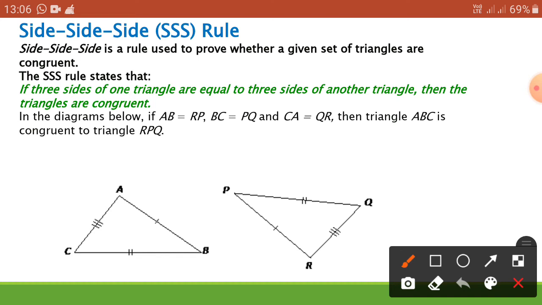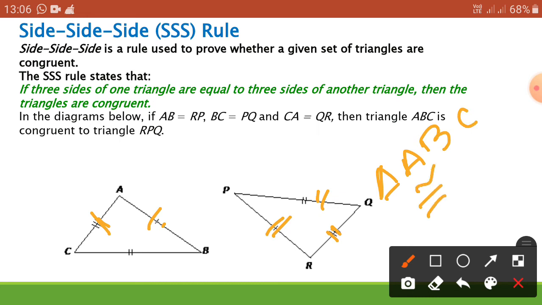In this figure we are taking two triangles, one is ABC and another one is PQR. In both triangles, AB equal to RP, or you can say PR, CB or BC equal to PQ, and CA equal to QR. So triangle ABC is congruent to triangle RPQ here. We can write triangle ABC, congruent sign, and then RPQ. So this rule is known as the SSS rule.